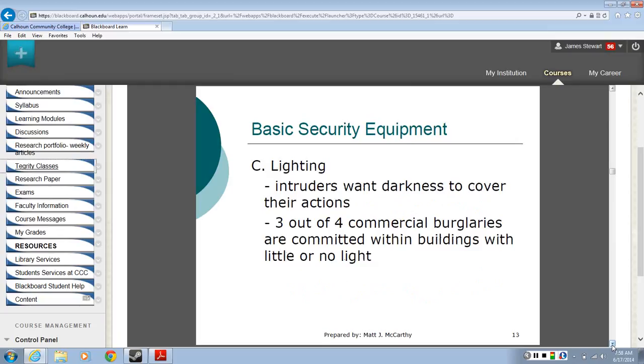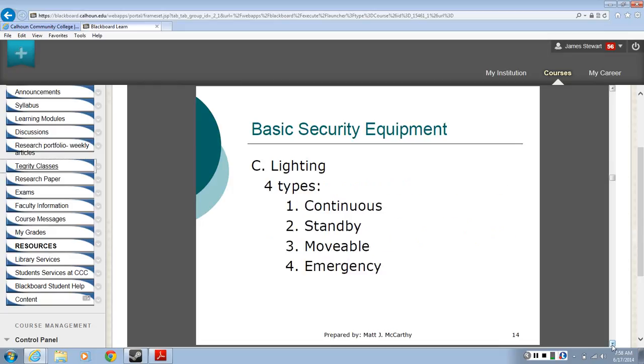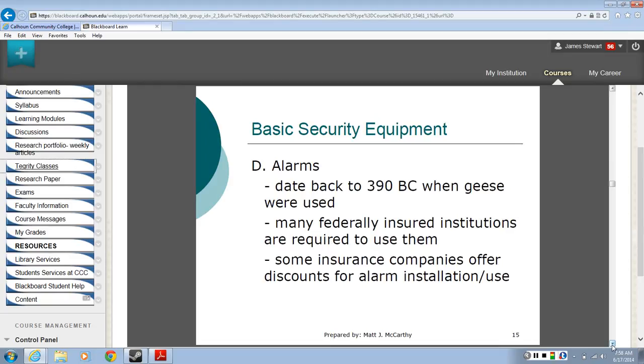Lighting is very good. Lighting is something that's really fairly inexpensive and can make a huge difference. That's why you see a lot of businesses have lighting on the exterior at the nighttime. They're lighting that thing up so that if somebody's over there, you can see them. Intruders want darkness. They want to cover up what they're doing. They want to hide. If the building is extremely well lit, they're probably going to move on to a different target. So you can read in your textbook all the different types of lighting.